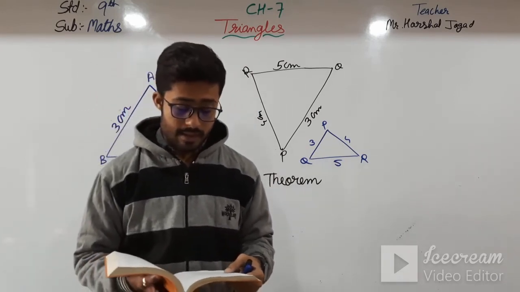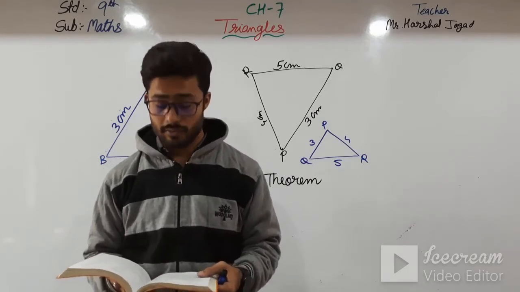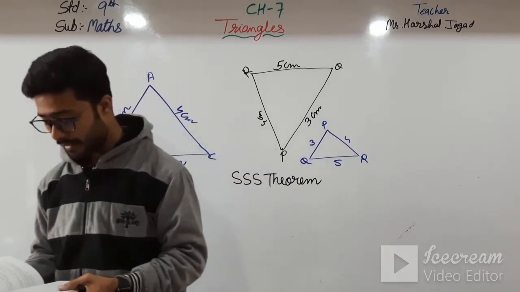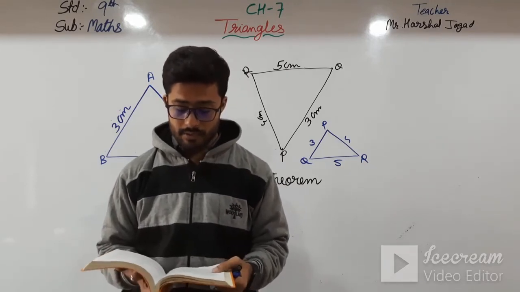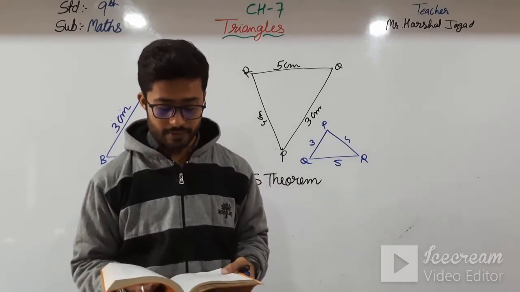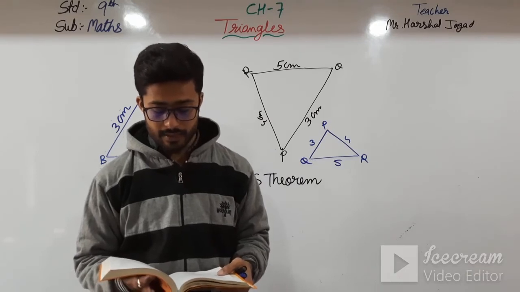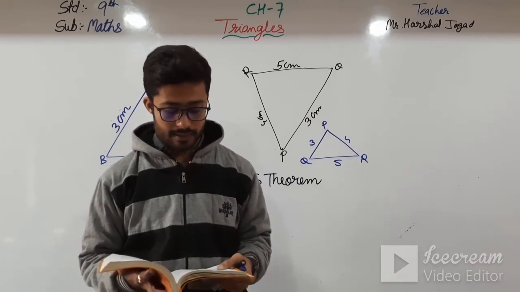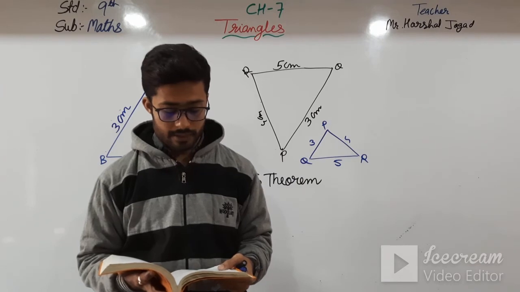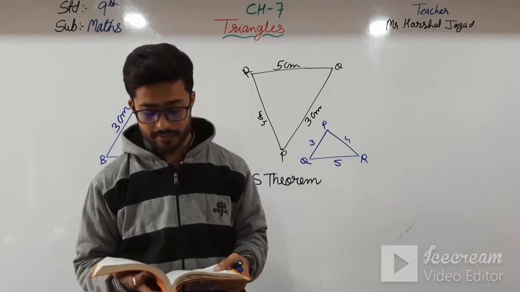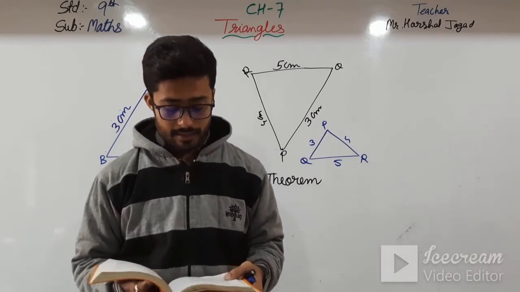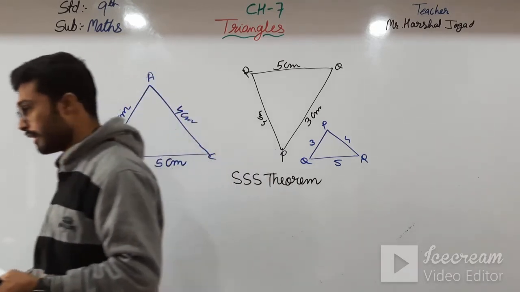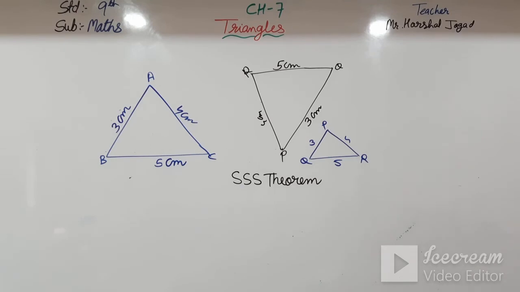Here it is, the RHS rule. They have given the RHS congruence rule. Here I am just reading it first. If in two right angle triangles the hypotenuse and one side of one triangle are equal to the hypotenuse and one side of the other triangle, then the two triangles are congruent to each other. This is Theorem 7.5.